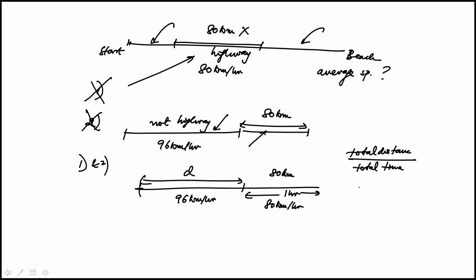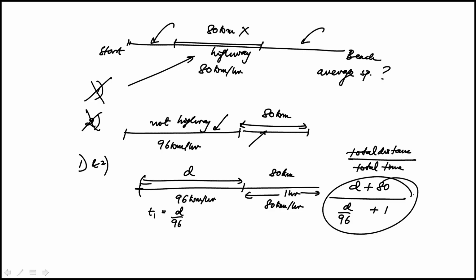If I call this distance d, then the average speed will be d plus 80 over total time, which is 1 plus, let's say if this is t1, t1 would be d over 96. So we'll end up with that. Again, we don't have a unique value. So 1 and 2 combined are insufficient. Answer is E.